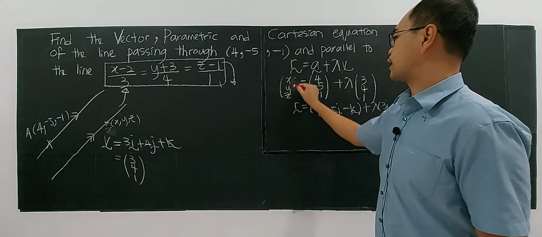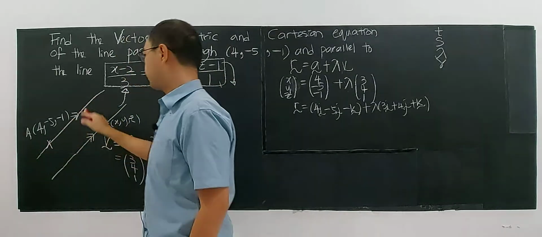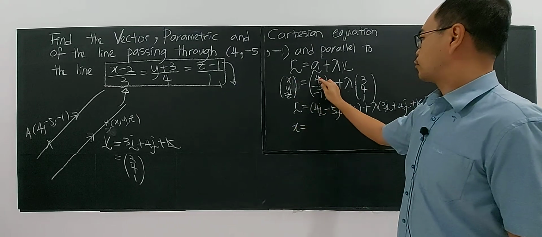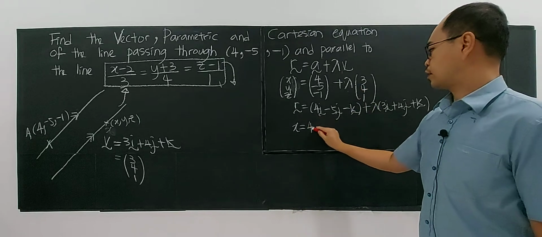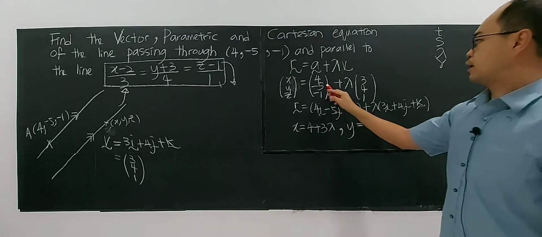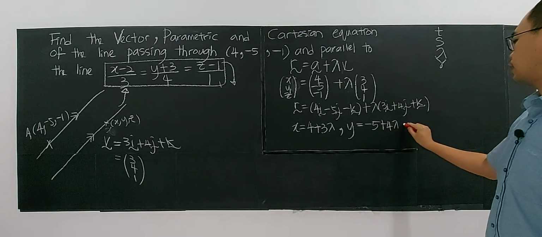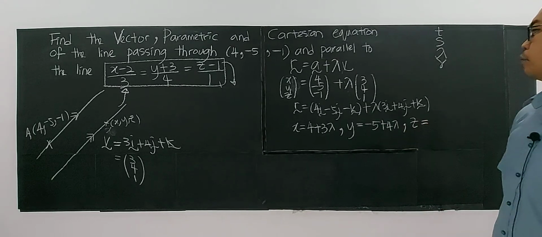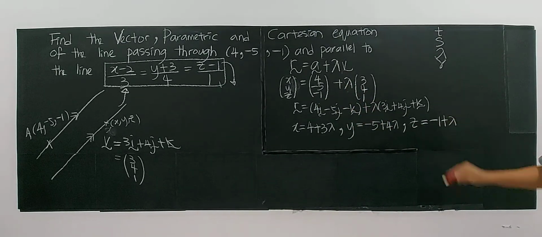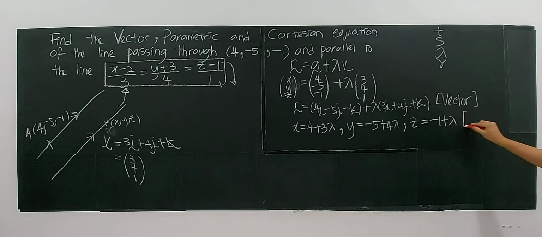So x, y, z, because r can be any point on the straight line. I can say that x is 4 plus 3 lambda, and y is -5 plus 4 lambda, and z in terms of lambda will be -1 plus lambda. This is the vector form, and this is the parametric form.